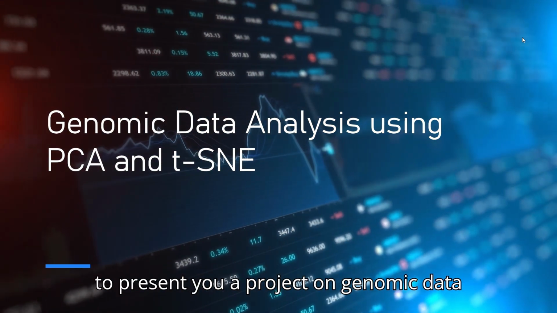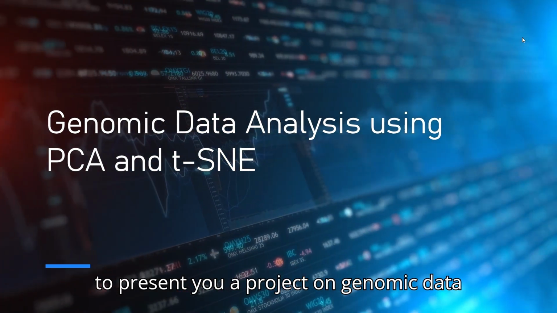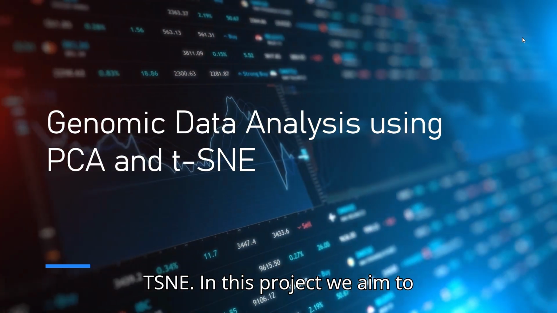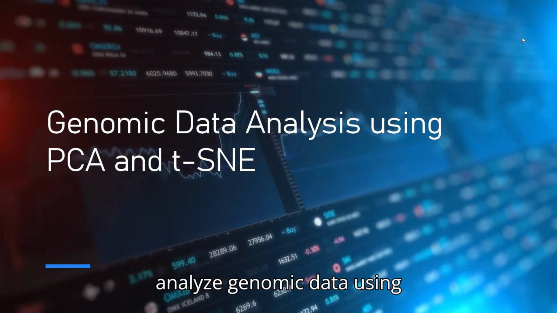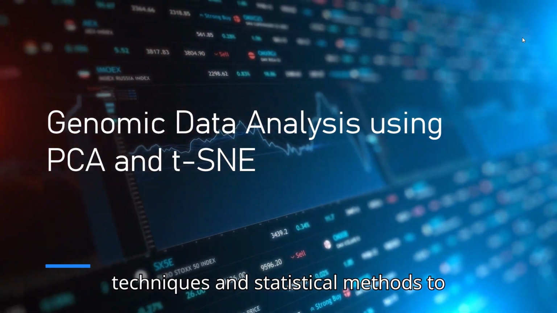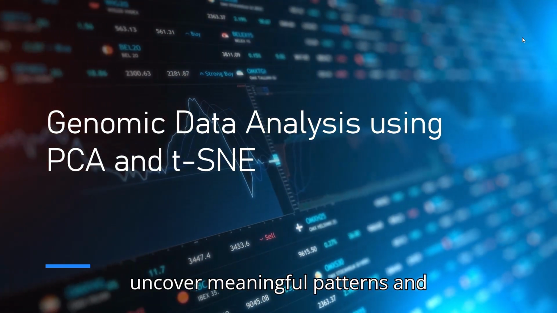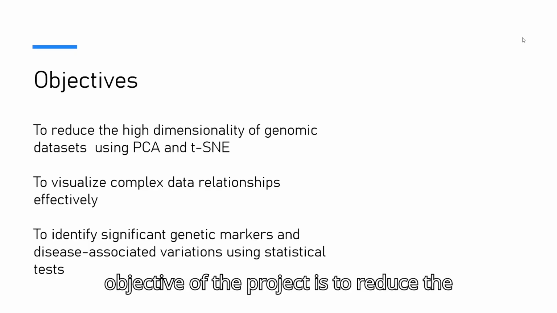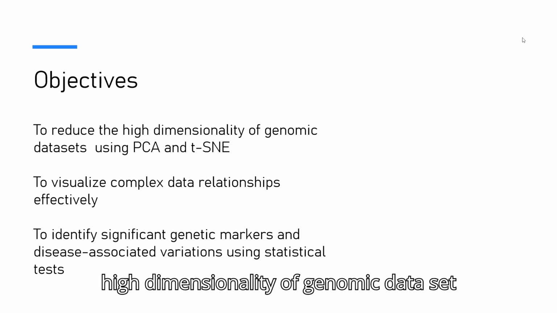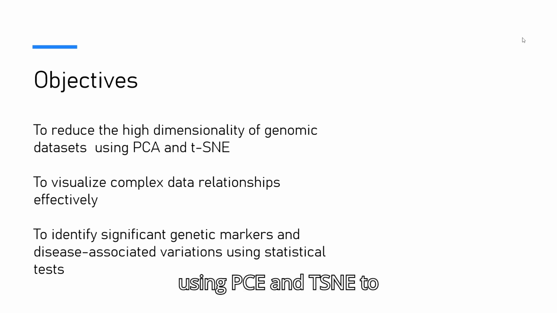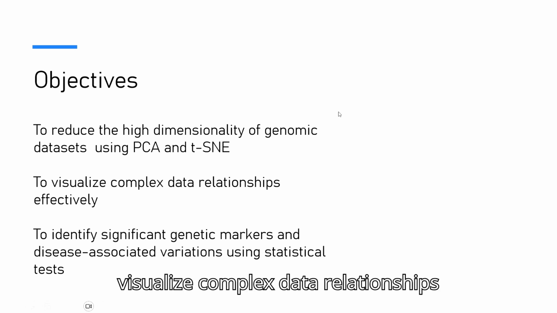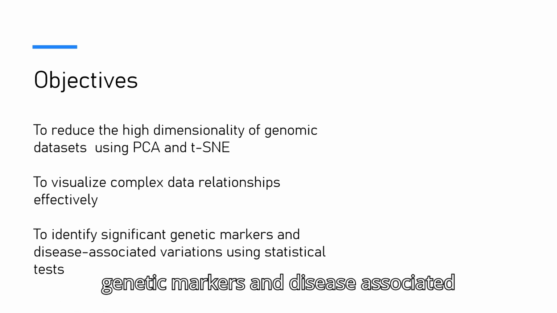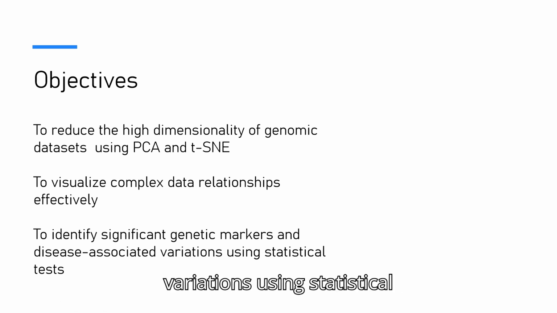Today we are here to present you a project on genomic data analysis using PCA and t-SNE. In this project, we aim to analyze genomic data using advanced dimensionality reduction techniques and statistical methods to uncover meaningful patterns and associations. Our objective is to reduce the high dimensionality of the genomic dataset using PCA and t-SNE to visualize complex data relationships effectively, and to identify significant genetic markers and disease-associated variations using statistical tests.